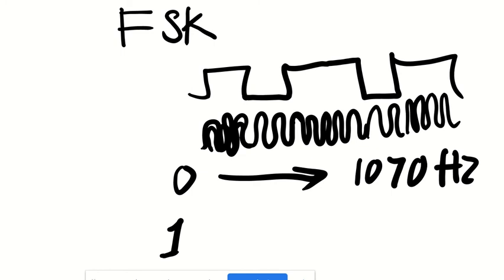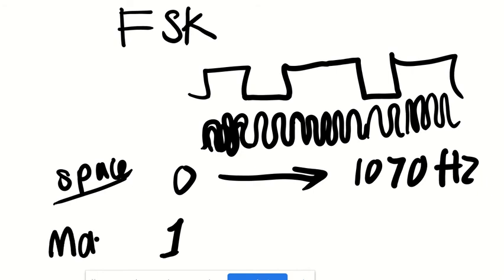Here I want to talk about jargon words that they use for 0 and 1. Usually they call 0 the space. If you hear it somewhere, it's just another name for 0. And for 1, they use mark. If you hear space and mark, that means 0, 1.